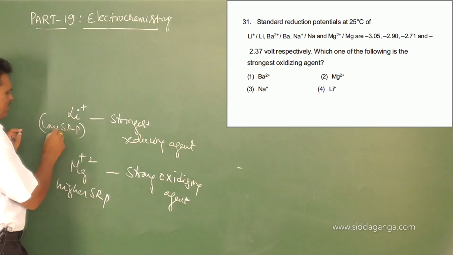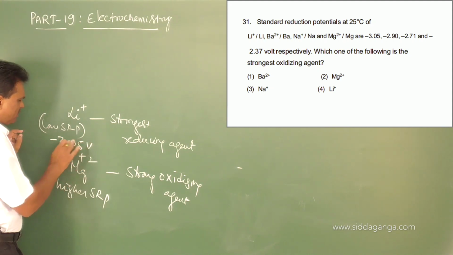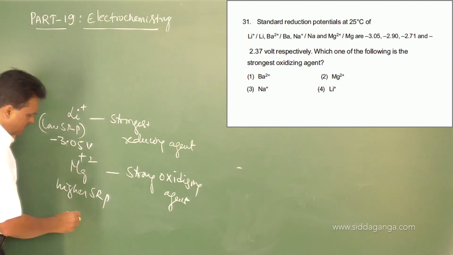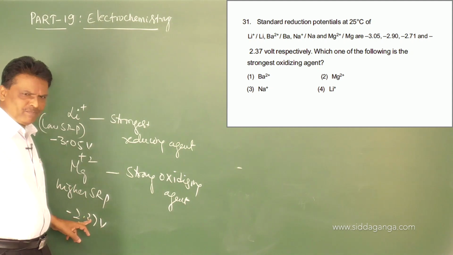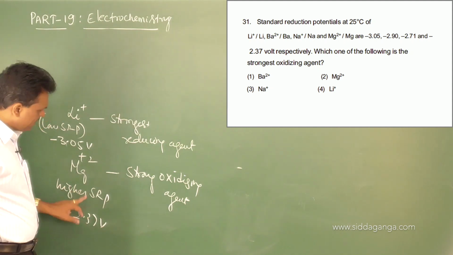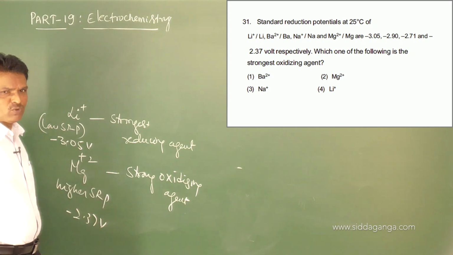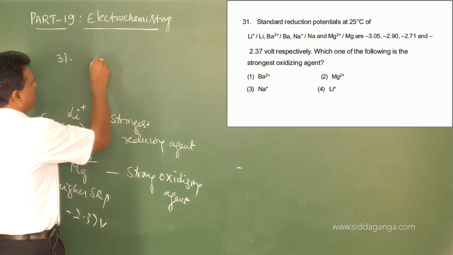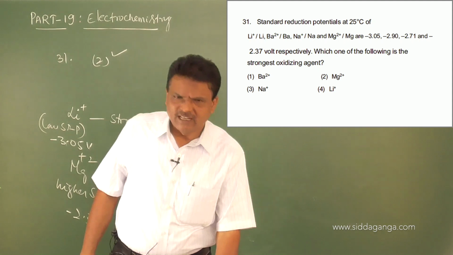So here, what SRP value is given? Minus 3.05 volts. It is lower SRP. Minus 2.37 volts, the higher SRP. Element with the higher SRP is a good oxidizing agent. So therefore Mg plus 2, second option, is the right option for question number 31. Second option is the right option.